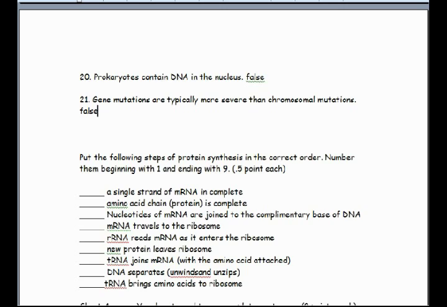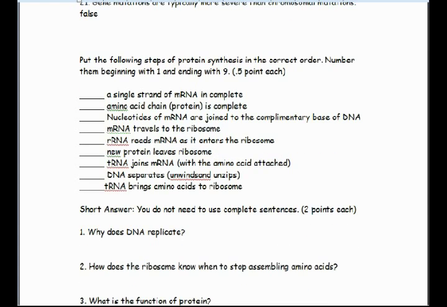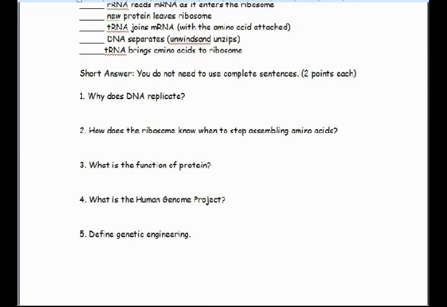For this next section, you can do that on your own. The short answer, why does DNA replicate? It replicates to make an exact copy.